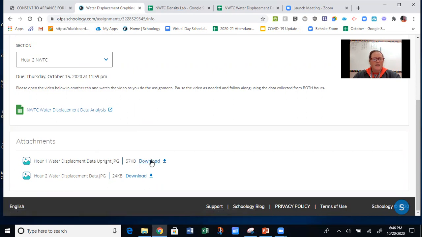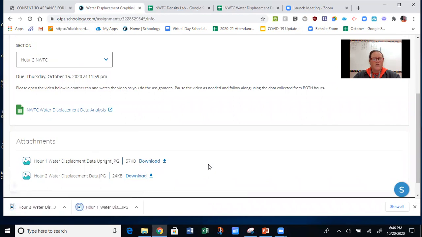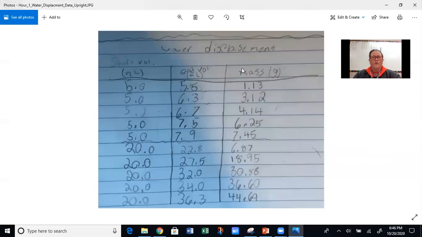It appears that you will have to download the attachments to view them. And I want to emphasize again, you will need both hours' data for this activity. So hour 1 looks like this. It has the starting volume, the ending volume, and mass information. And there are 10 measurements in the year that this video was made.